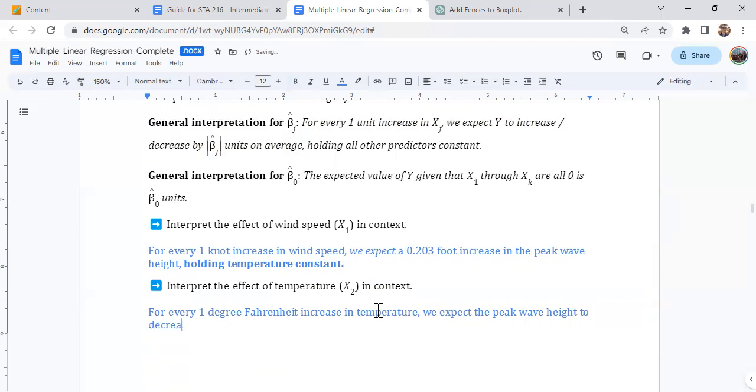We decrease by, so we always say for every 1 unit increase in the x, that's always the same, but we say decrease here because the slope was negative, right? The estimated slope was negative.